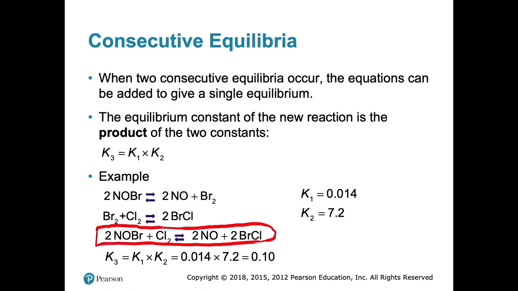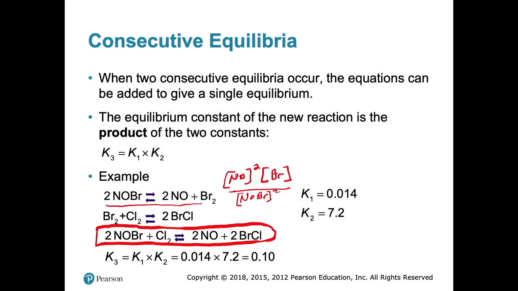It's always products over reactants again. So let me just write it for you here, just in case you forgot how to do that. For the first part of the reaction, it's going to be the NO concentration squared, times the Br2 concentration, all divided by the NOBr concentration squared.